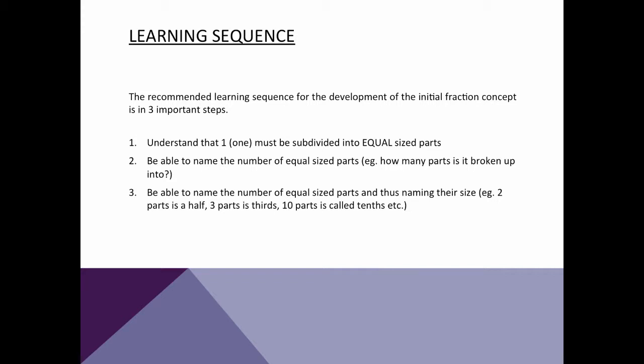Learning sequence. The recommended learning sequence for the development of the initial fraction concept is in 3 important steps. 1. Be able to understand that 1, the whole, must be subdivided into equal-sized parts. 2. Then be able to name the number of equal-sized parts. For example, how many parts is the whole broken up into? Then 3. Be able to name the number of equal-sized parts and thus name their sides. For example, 2 parts is known as a half, 3 parts is thirds, 10 parts is called tenths.